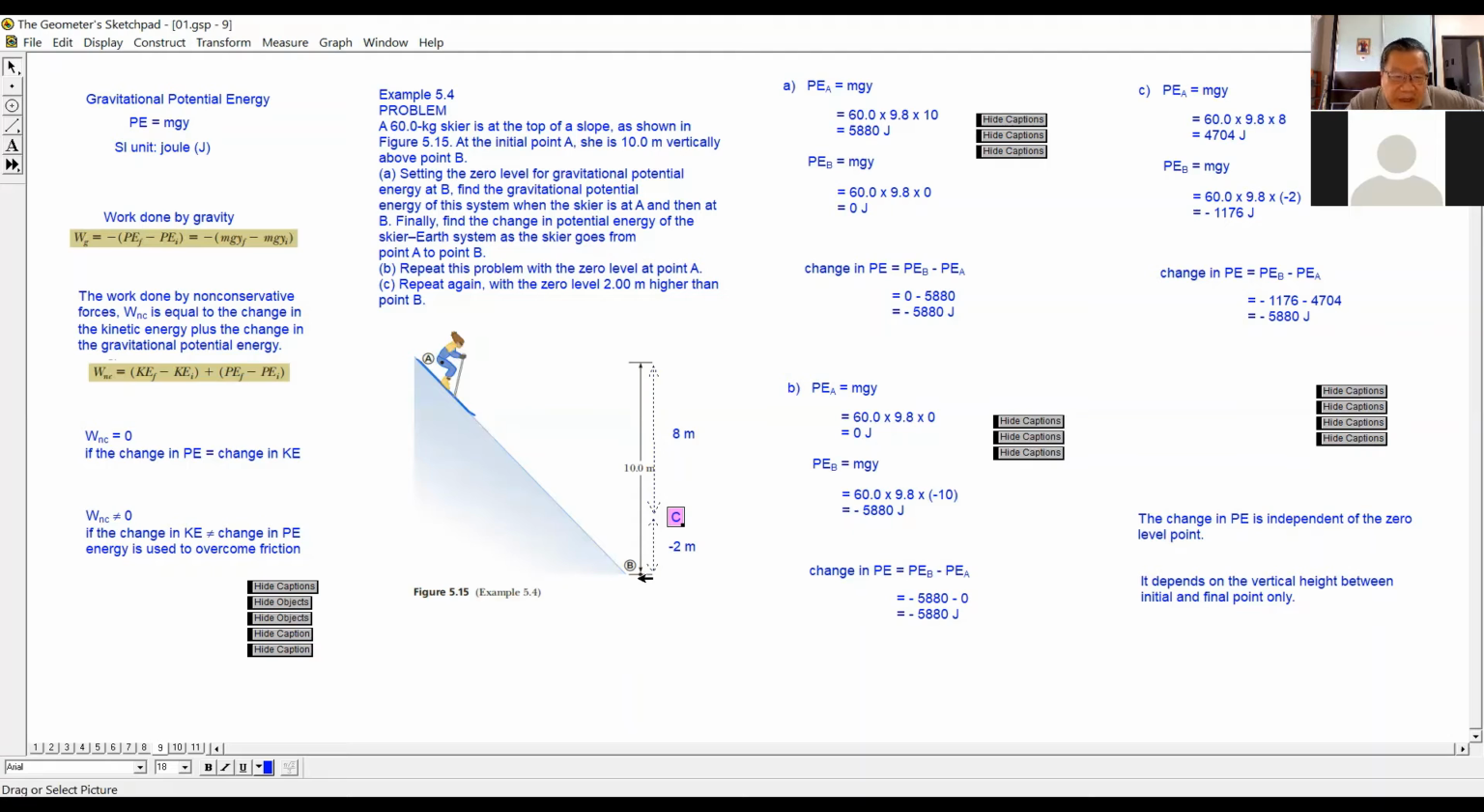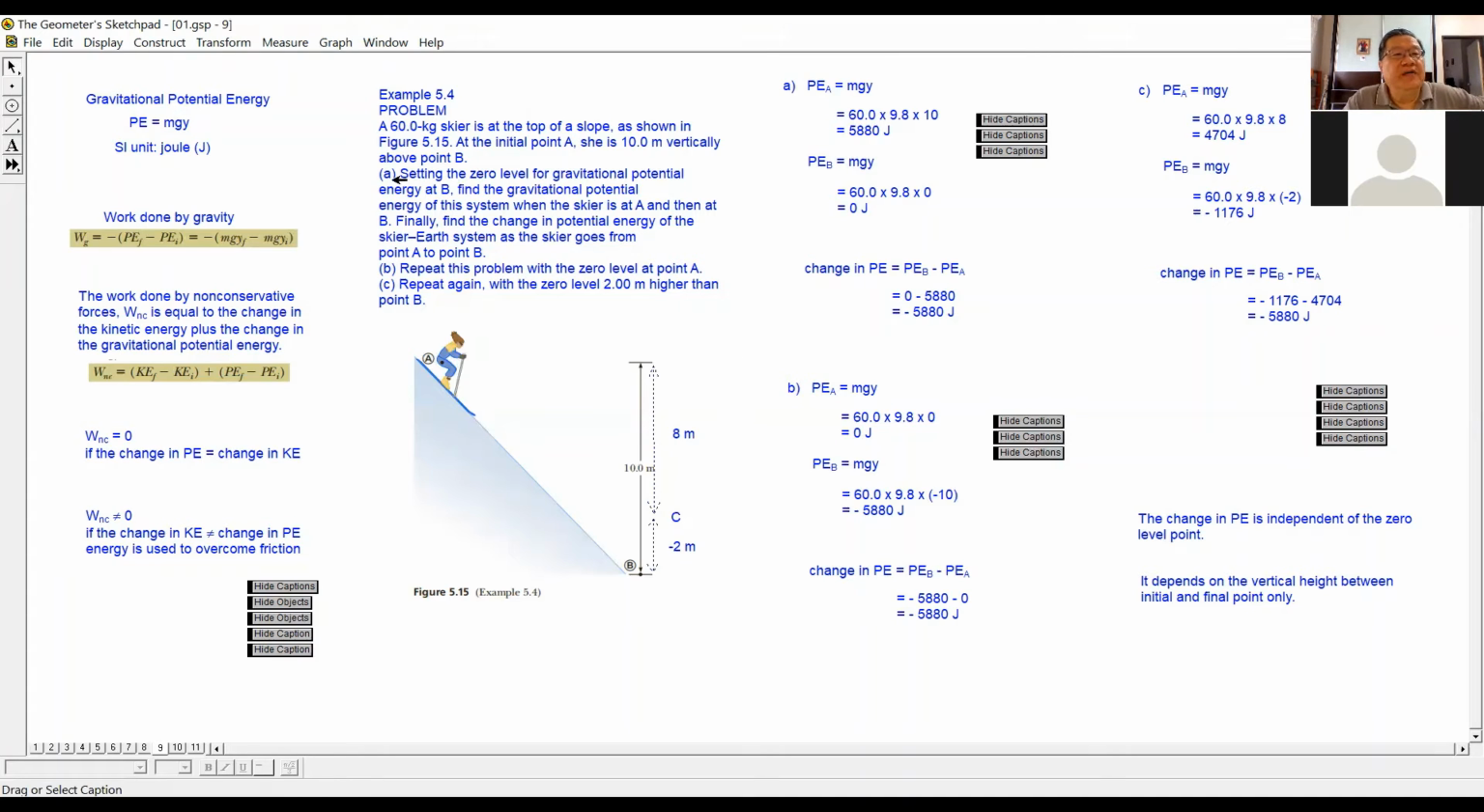Now, if you say that B is the zero level, then here will be positive 10, right? So it depends on where you look at, which point you say is the zero level. Now, this problem is going to show us that irrespective of which point you choose as the zero level, the difference in potential energy is always the same. It doesn't matter where you choose to be the zero level, right?